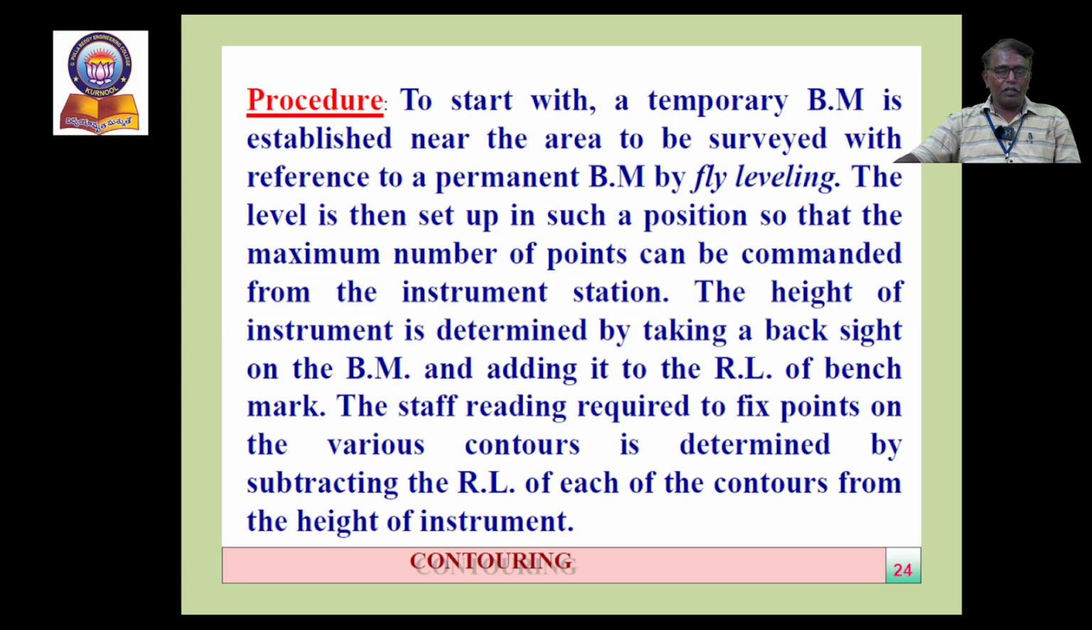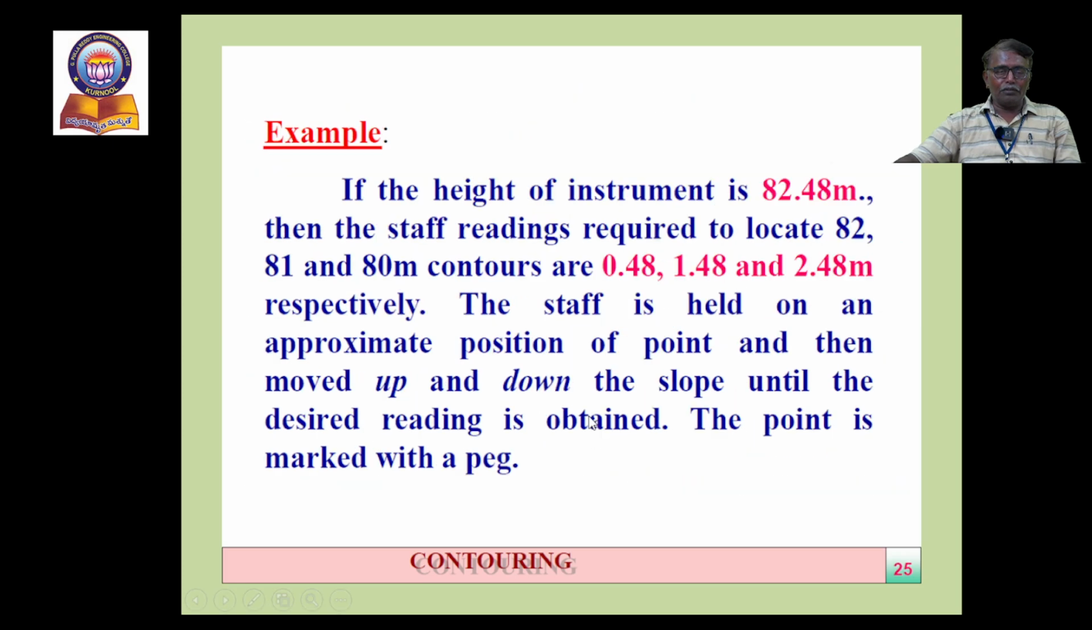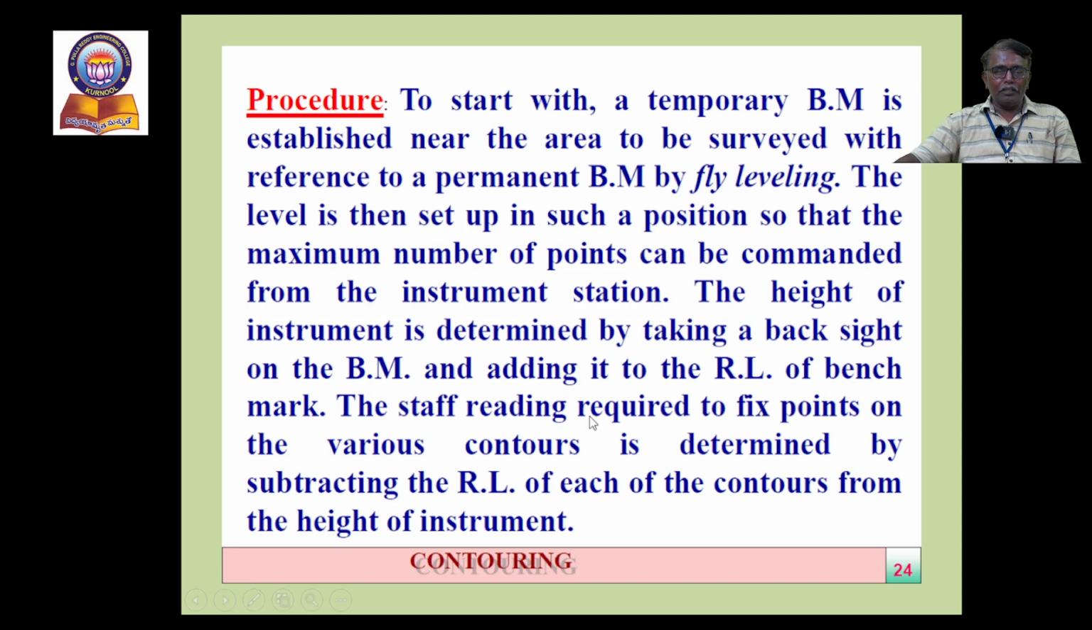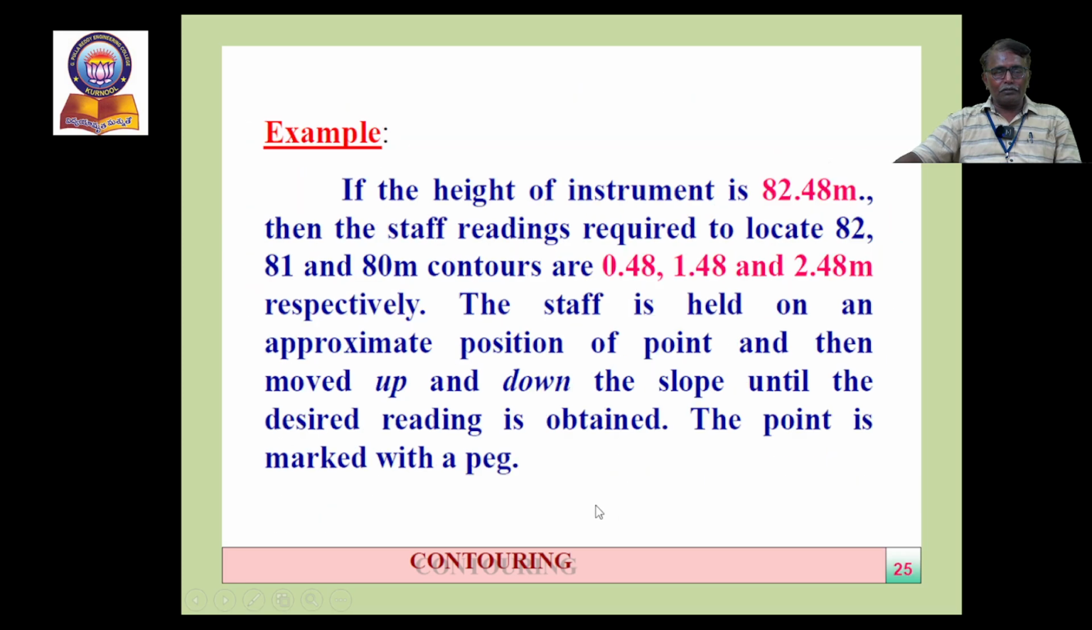So when the staffman is moving and putting the staff over the surface of the ground, if the same reading is obtained on the staff, then such points can be marked with pegs on the ground. An example is given here. If the height of the instrument is 82.48 meters, then the staff readings required to locate the 82, 81 and 80 meter contours are 0.48, 1.48 and 2.48 meters respectively.